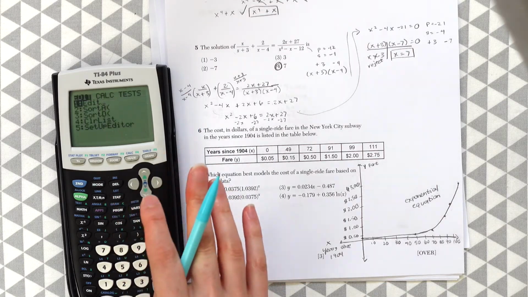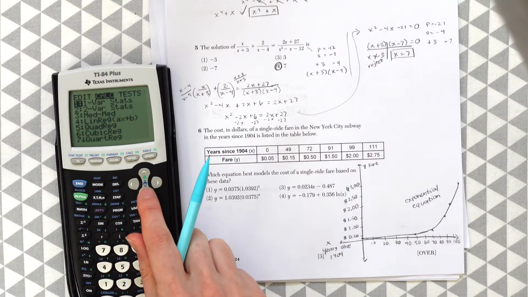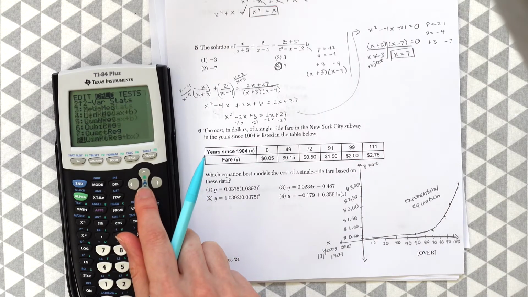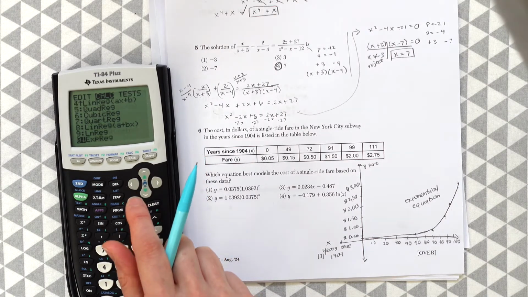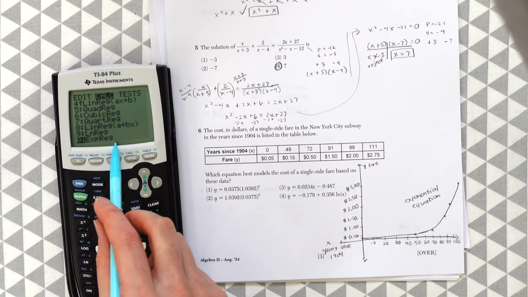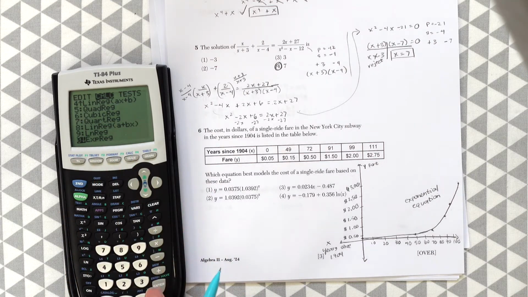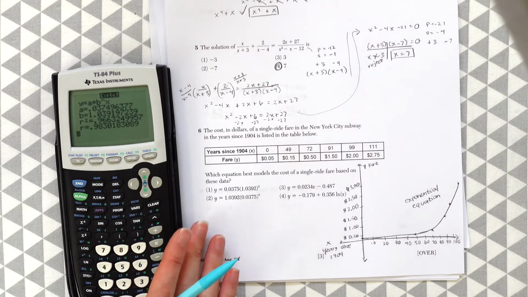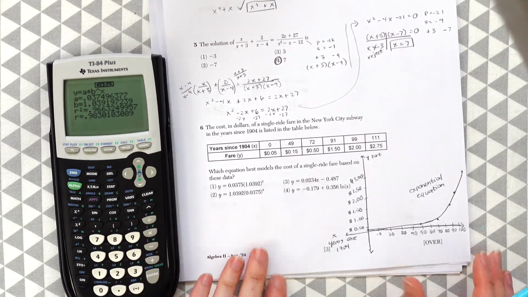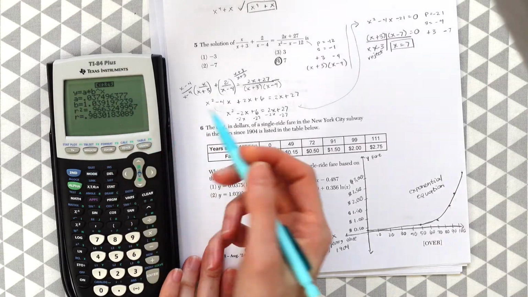So now we're going to go Stat, go to Calc, and then go down. Remember, we're finding the exponential equation. So we're going to go down to exponential regression, which is 0. Press enter. Press enter a couple of times. And then we're going to have our regression equation.